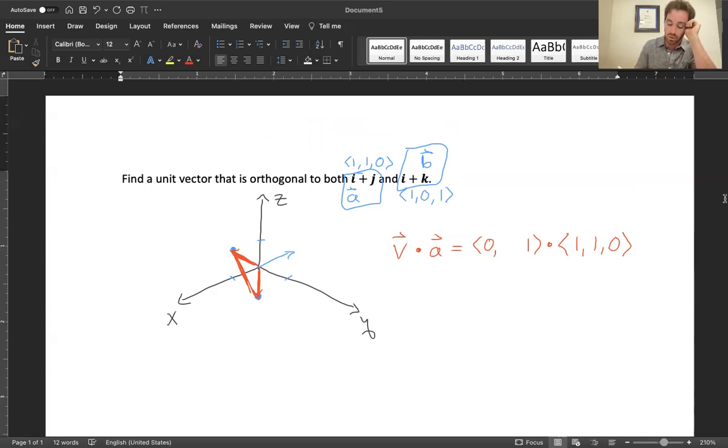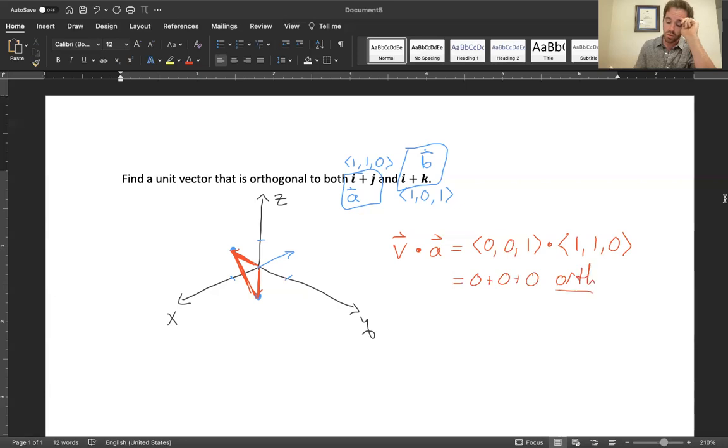So 0, 0, 1. We don't want to make it the 0 vector because that's cheating. That's not meaningfully orthogonal to it. What you want is a non-zero vector, and also it needs to be a unit vector. The 0 vector has a length of 0. So this will actually be equal to 0, because it's 0 plus 0 plus 0.